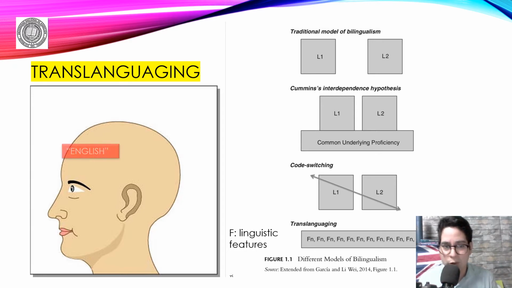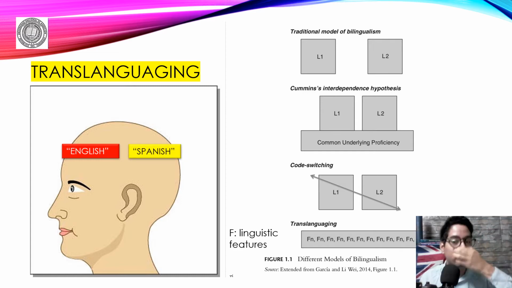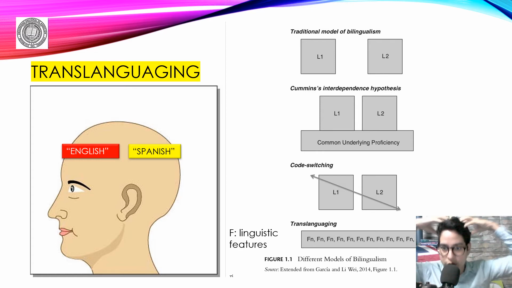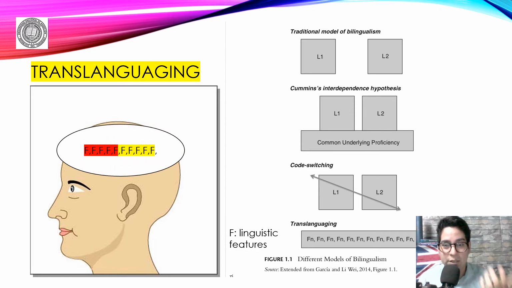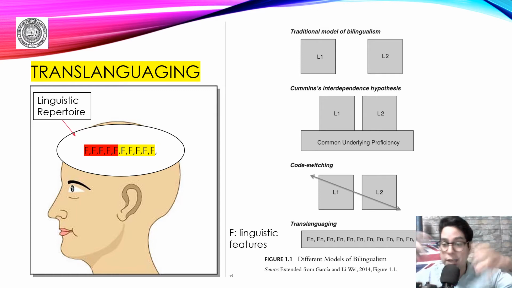Now, what do I mean by linguistic repertoire? Imagine, for example, this is my mind, my head, and I speak English and Spanish. According to the traditional model of bilingualism, I have English and Spanish as two separate compartmentalized things in my head. According to code switching, I go from Spanish to English depending on the situation where I am, right? However, translanguaging is a little bit different because it mixes both languages into just one linguistic system or one linguistic repertoire, in which I, as a speaker, choose the linguistic features of each of these languages strategically, depending on the situation where I am.